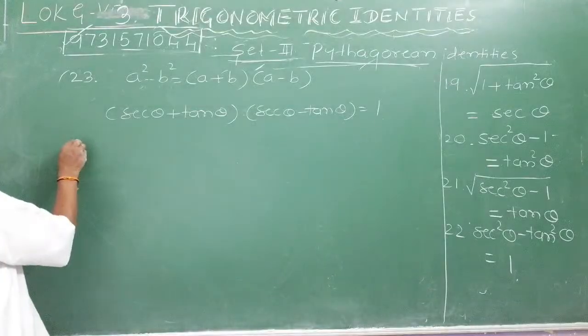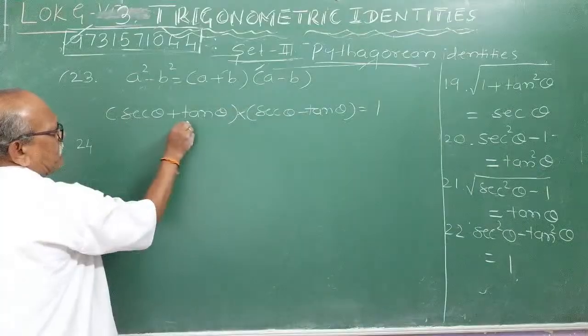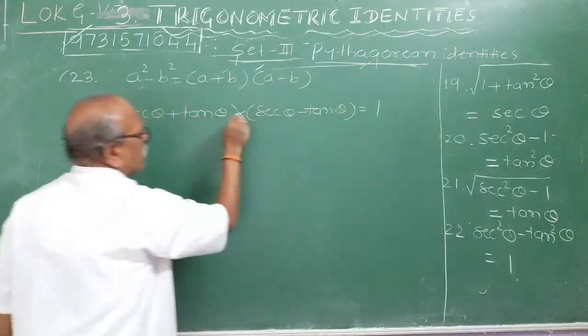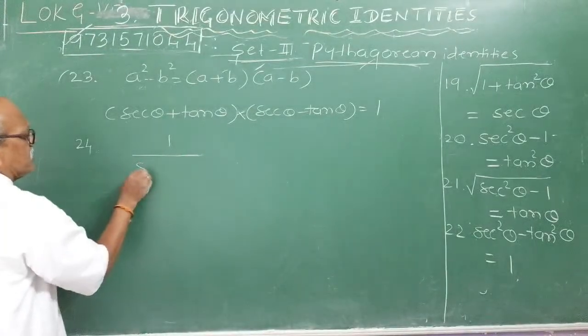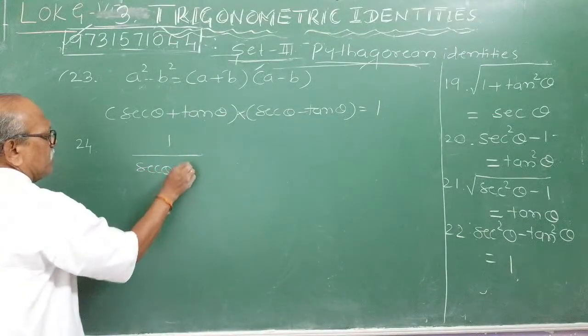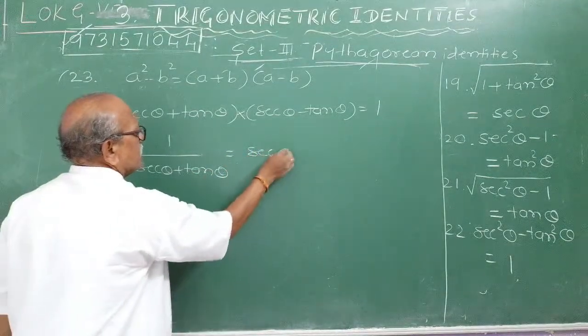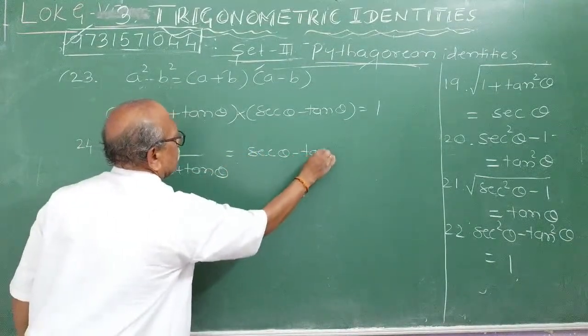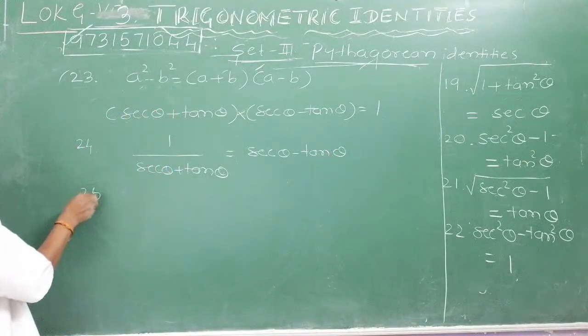Is equal to 1. Now you do one thing. There is a multiplication. You take sec theta plus tan theta to the right. Multiplication becomes what? Division. Now you will get 1 upon sec theta plus tan theta is equal to sec theta minus tan theta.